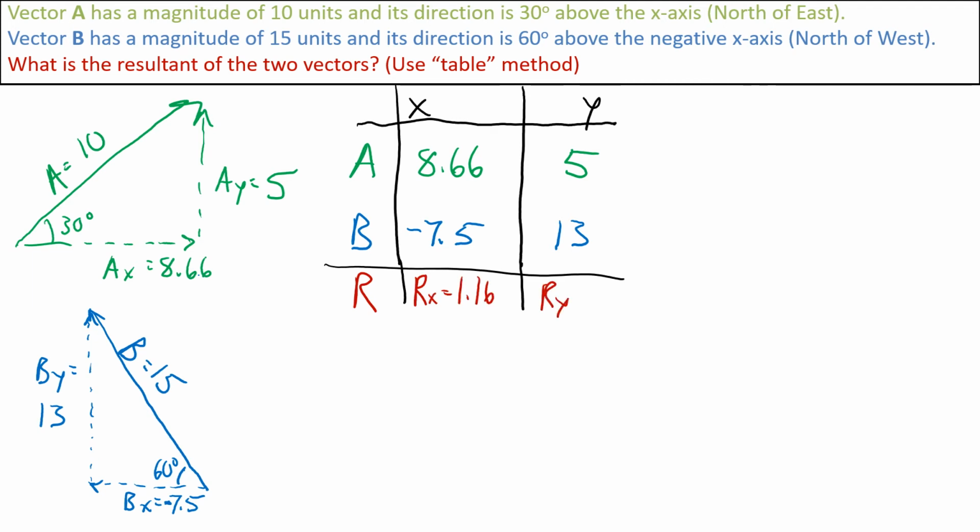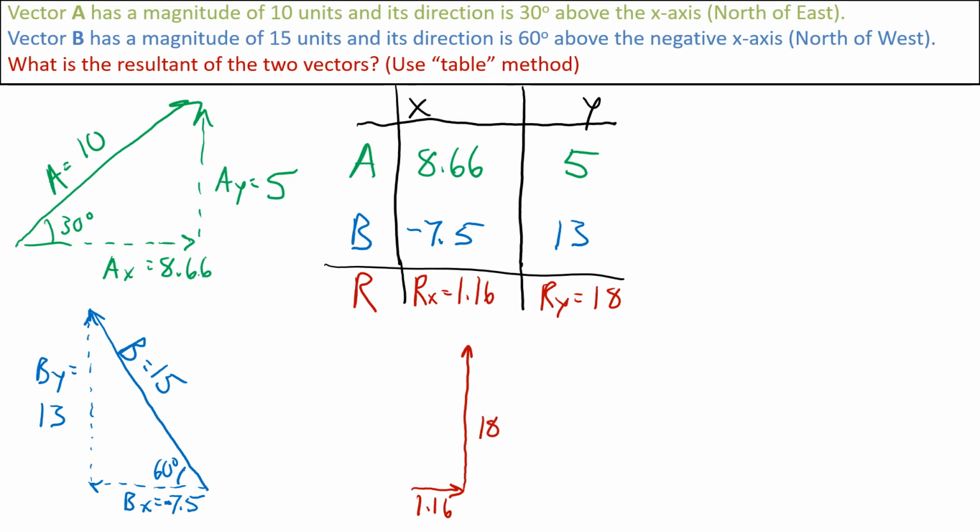And your y component is 5 plus 13. So there's our 18. And now at this point, if you wanted to, you can draw your triangle with your x and the y components, and then you can do your trig. So our x is positive 1.16, so that means it's going to the right. And our y is positive 18, so that means it's going up.